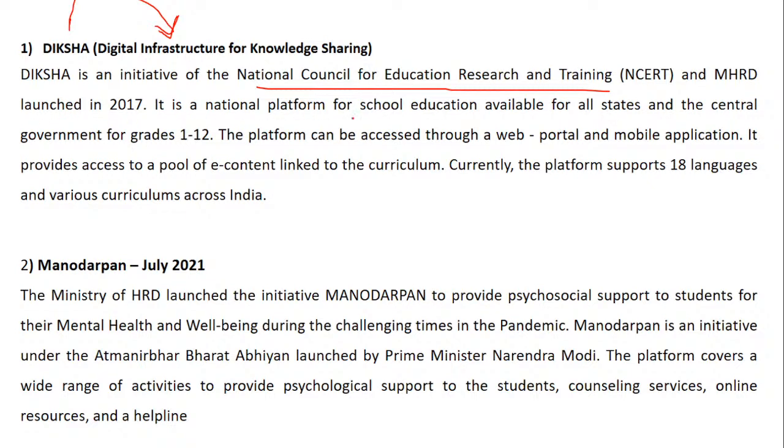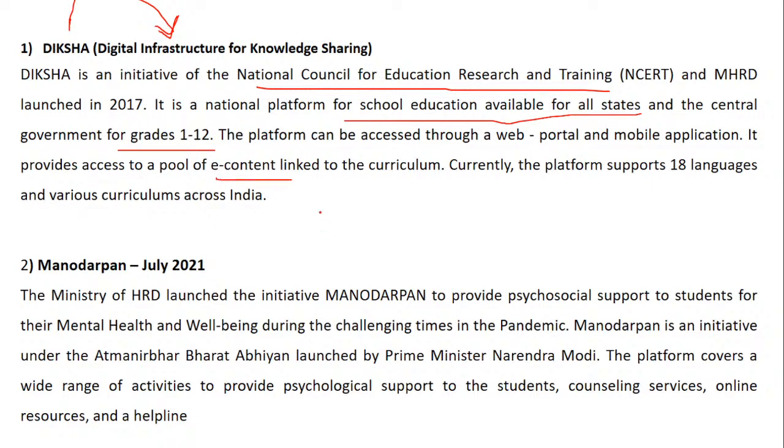It is a national platform for school education which is available for all the states and central government, for grades 1 to 12, that is from 1st standard to 12th. The platform can be accessed through a web portal and mobile application. It provides a pool for e-content.